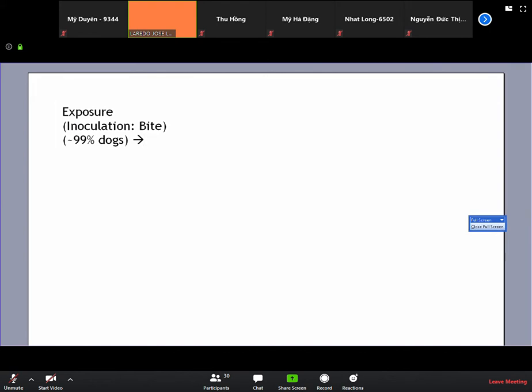So what happens after exposure? After exposure, the virus infects muscle cells. So there's a local infection. So local means near the wound. Local infection of muscle cells. So the virus can enter inside the muscle cells and replicate inside the muscle cells. And this is very important. So the number of virions increase.